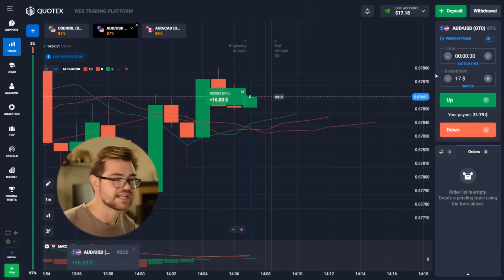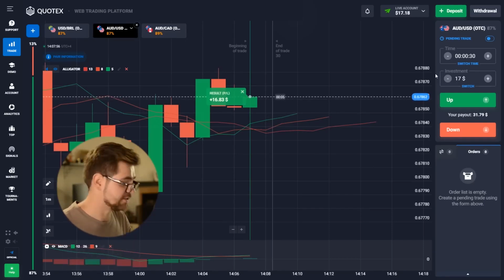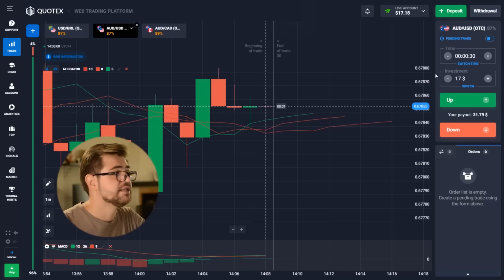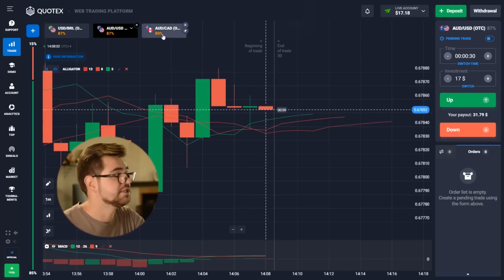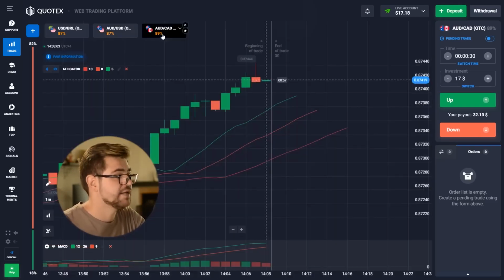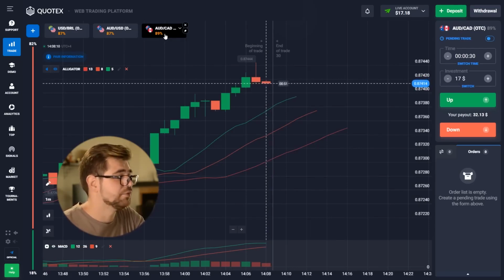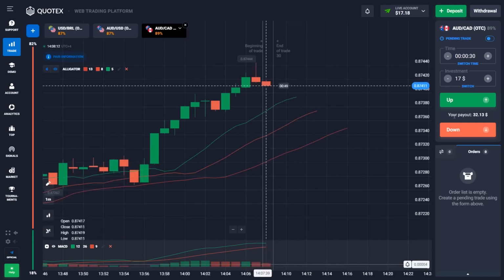Here we have the next profit, $16.83. So guys, now I'm gonna use the entirety, the $17. I'm gonna go to this currency, and the next option is going to be, this looks like a, for 30 seconds I'd go with the put option. So let's go.